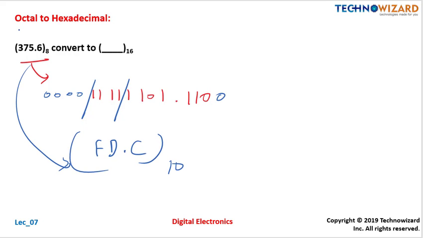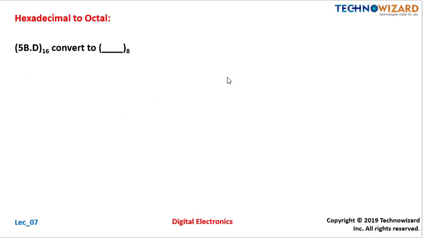So always remember, if you want to convert octal to hexadecimal, first you have to convert octal to binary and then binary to hexadecimal number. Okay, so next question, hexadecimal to octal. Same for hexadecimal to octal also, you have to convert this into binary first and then binary to octal. So on converting, this will be equal to 0101. B can be written as 1011, since 8 plus 2 plus 1 is 11. Point D can be written as 1101.